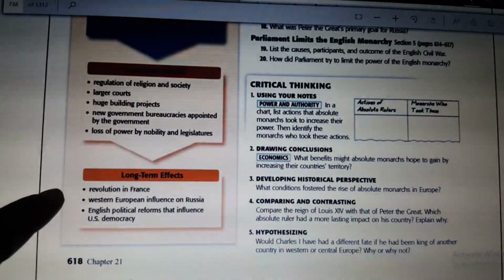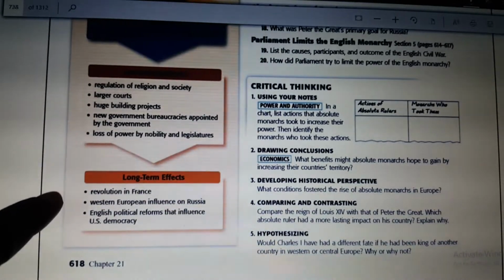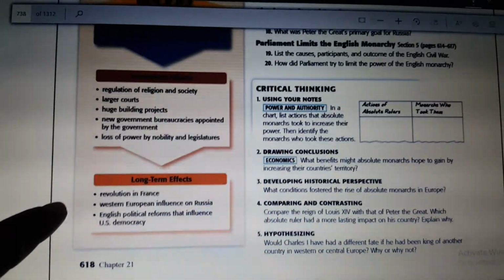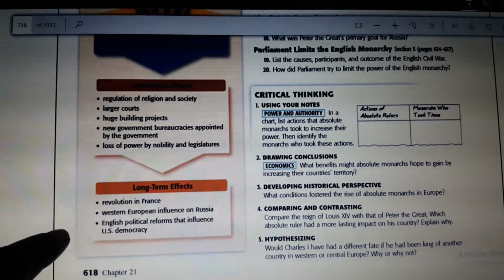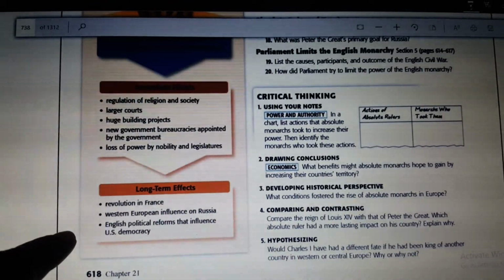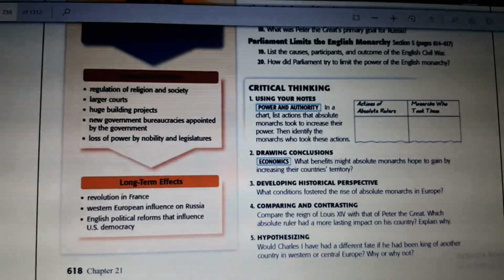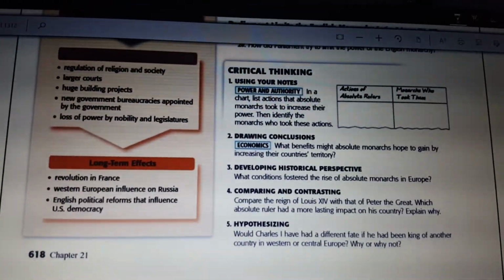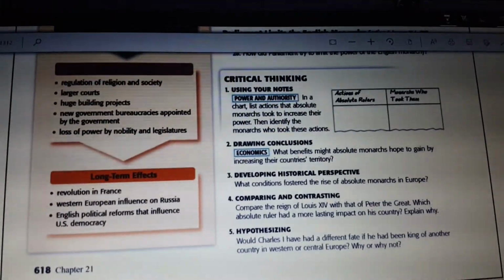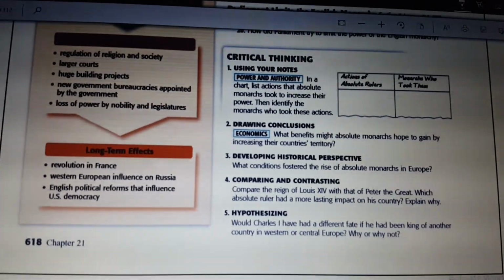Long-term effects. Number 1, revolution in France. Number 2, Western European influence on Russia. Number 3, English political reforms that influence U.S. democracy. And this is located at the end of Chapter 21, page 618.